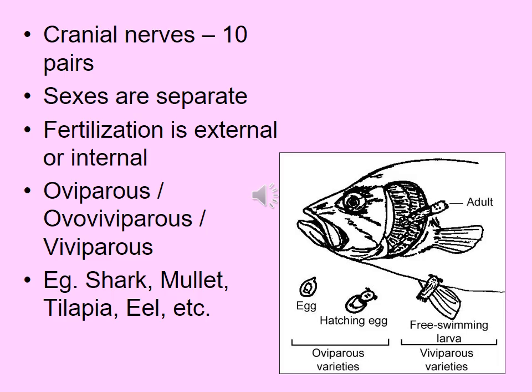The fishes have 10 pairs of cranial nerves and the sexes are separate, that is, both male and female fishes are noticed. Fertilization may be internal or external. Some of the fishes lay eggs and some of them give birth to the young ones. Hence they are oviparous, ovoviviparous, or viviparous. The best examples of fishes are shark, mullet, tilapia, etc.